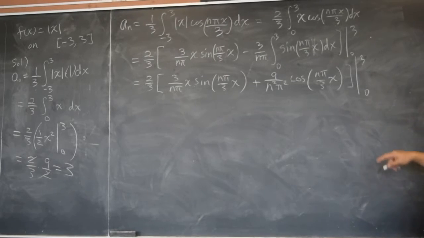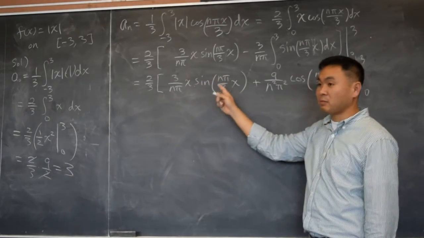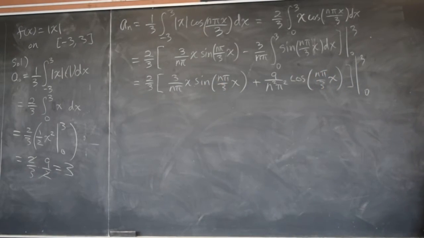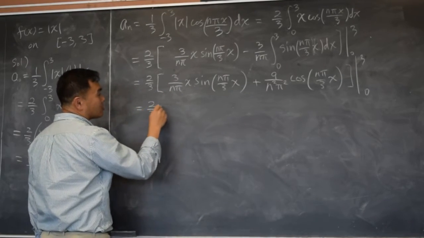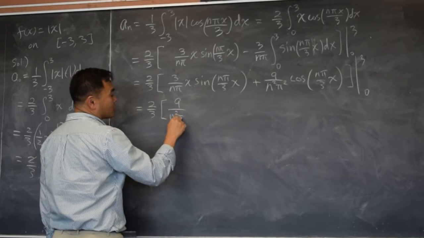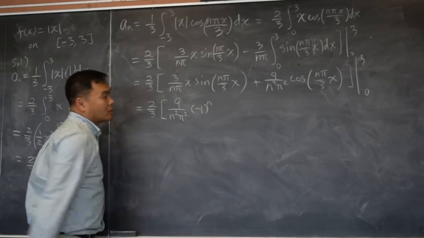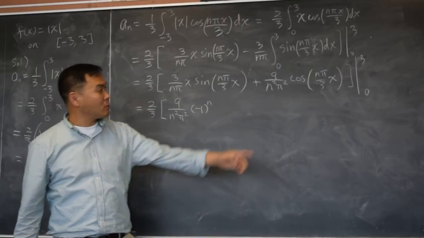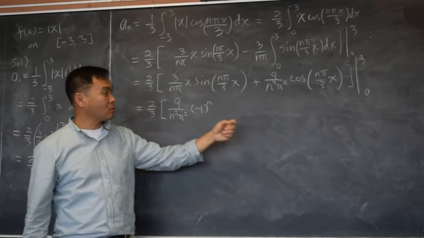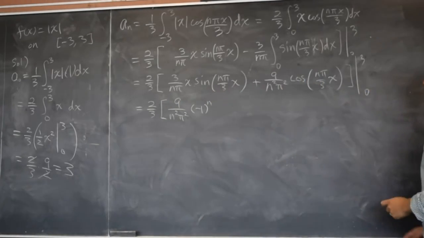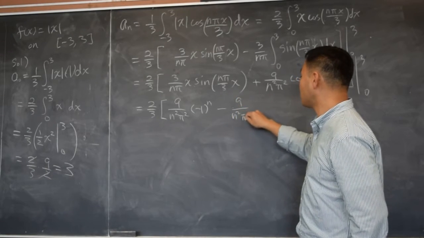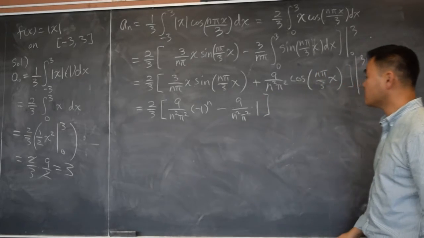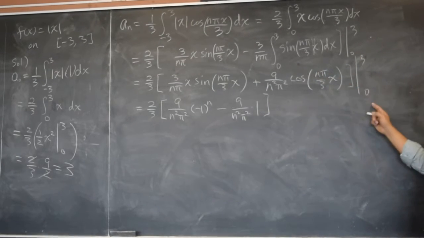Now, when you plug in 3 here, 3 cancels and you get sine n pi. What's sine n pi? 0, right? When you plug in 3 here, you get cosine n pi. What's that? Negative 1 to the nth power. So it's 2/3 times 9 over n squared pi squared times negative 1 to the nth power. That's what you get when you plug in 3. When you plug in 0 here, you get 0. What's cosine 0? 1. So you have to subtract 9 over n squared pi squared times 1, because you plug this in, plug that in, you subtract the second.